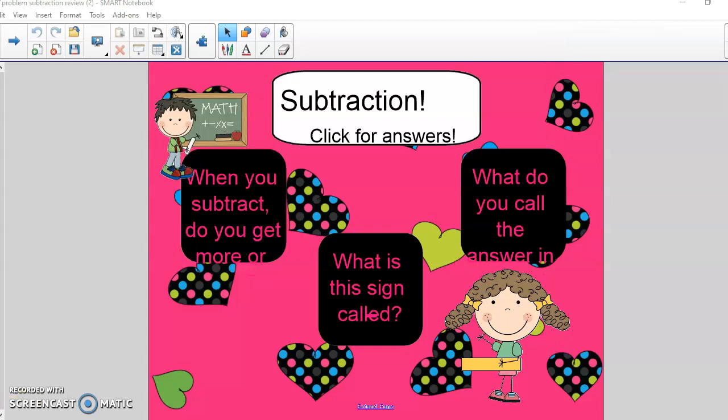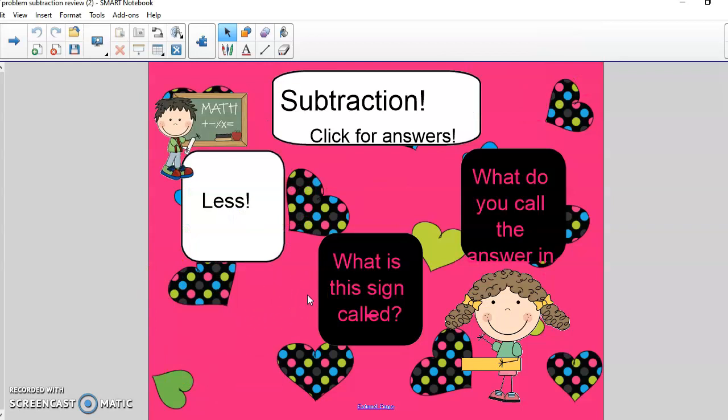So this first question says, when you subtract, do you get more or less? So let's think for a second. When I take those two numbers, am I putting them together to get more? Or am I trying to take some away to get less? Yeah, you're working to find less.